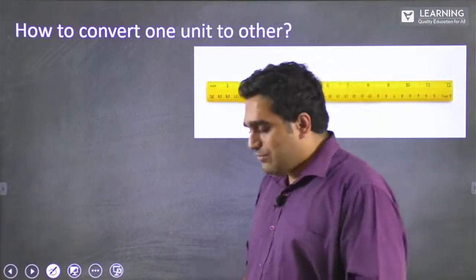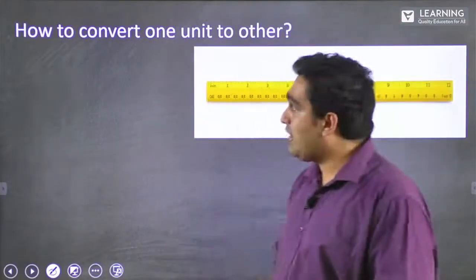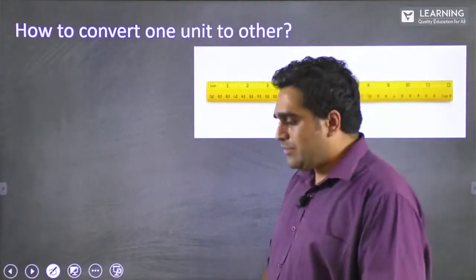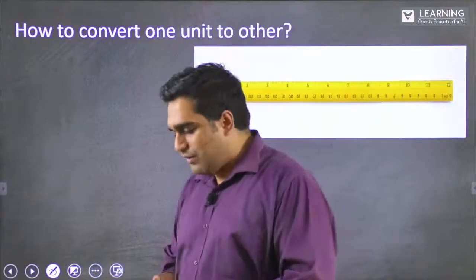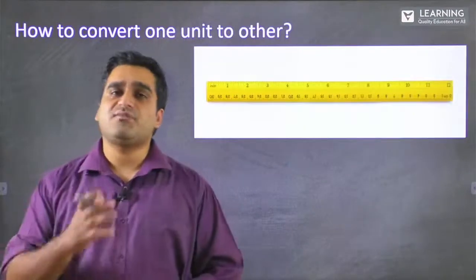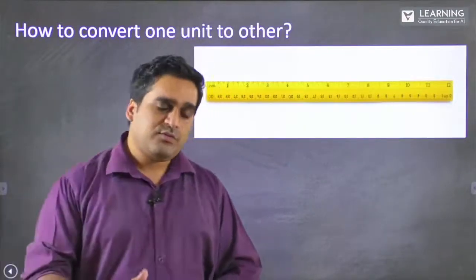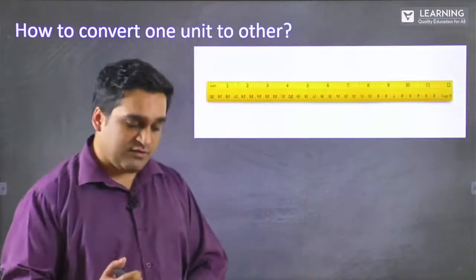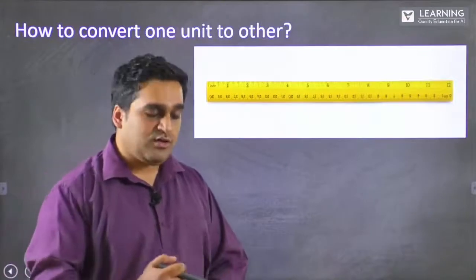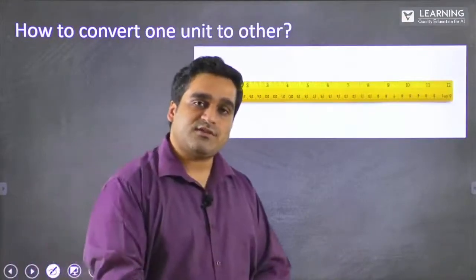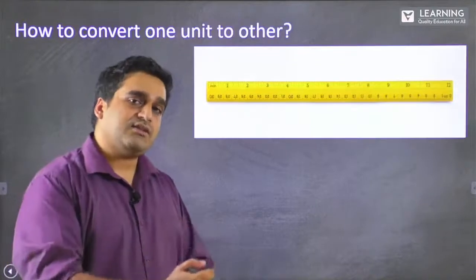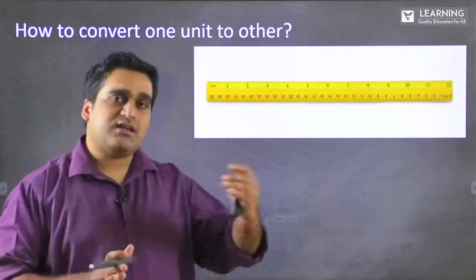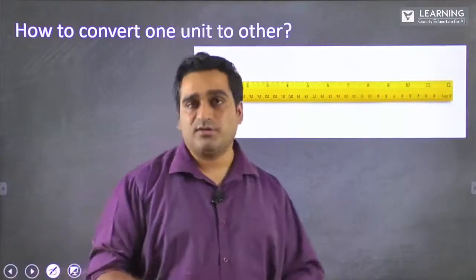So now let's get to the most important part of our class, which is how to convert one unit to another. So what exactly does it mean to convert one unit to another? When it comes to measurement of length, we have seen that there are 3 different ways to measure a length: in terms of foot, in terms of centimeter, and in terms of a meter. So let's say if I have to convert meter into centimeter, how do I do that?